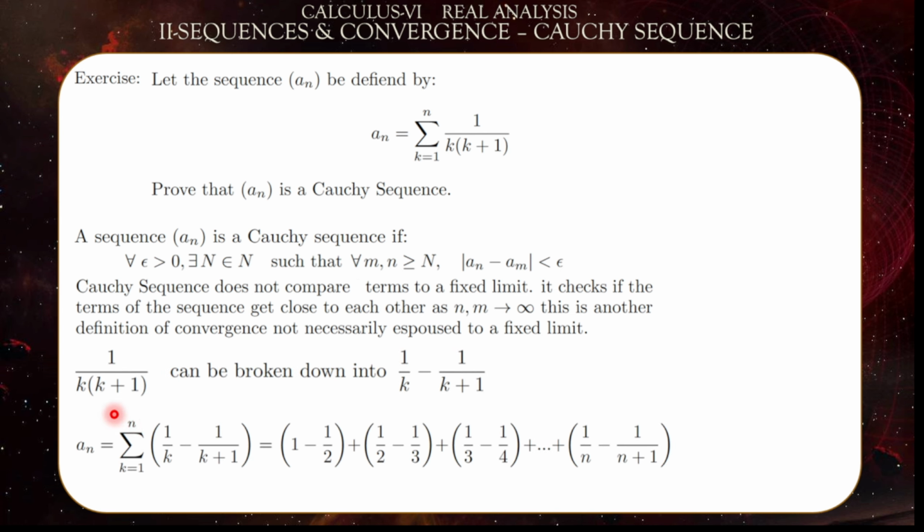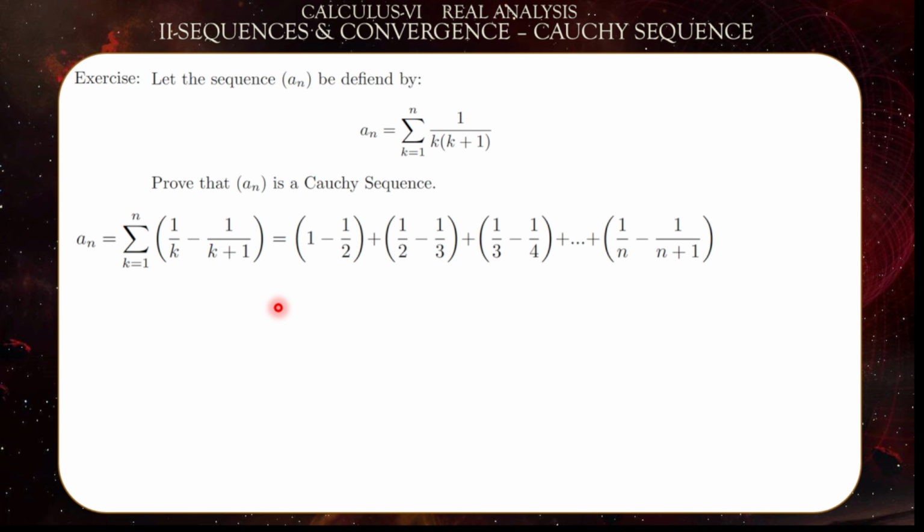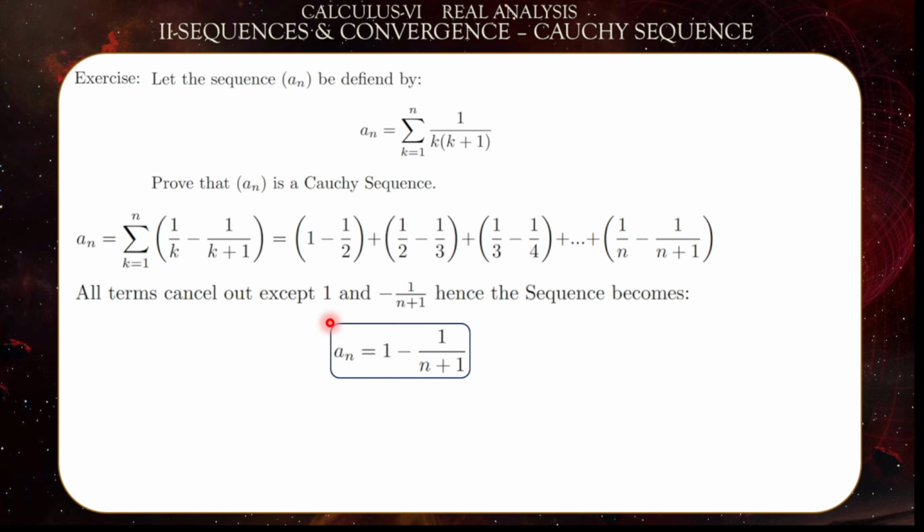Now 1 divided by k times (k plus 1) can be broken down into 1 divided by k minus 1 divided by (k plus 1). a_n is equal to the sum from k equals 1 to n of 1 divided by k minus 1 divided by (k plus 1), which equals 1 minus 1/2 plus 1/2 minus 1/3 plus 1/3 minus 1/4, etc., plus 1 divided by n minus 1 divided by (n plus 1). So all terms cancel out except 1 and minus 1 divided by (n plus 1), because the terms in the middle cancel each other. Hence the sequence becomes a_n equals 1 minus 1 divided by (n plus 1).